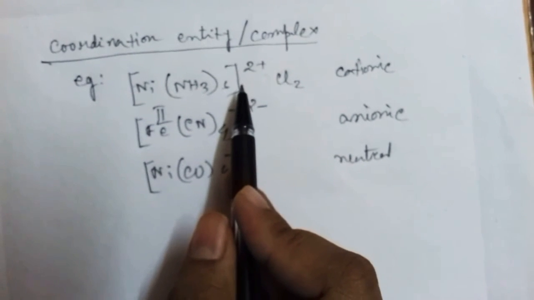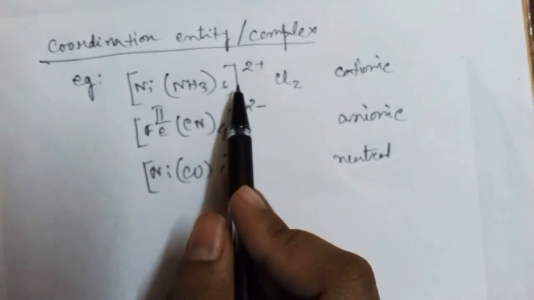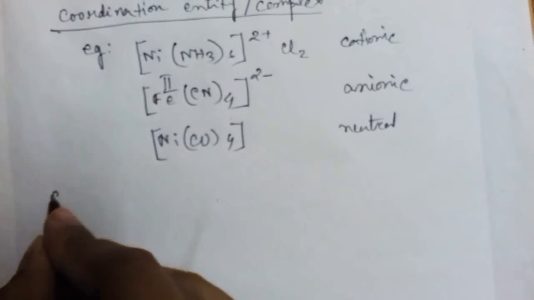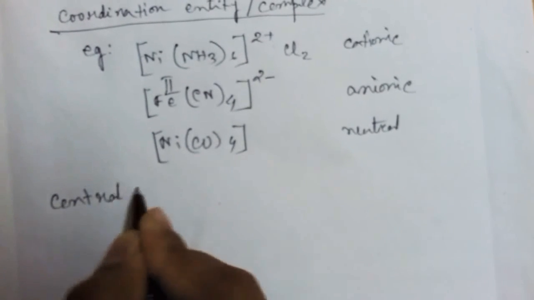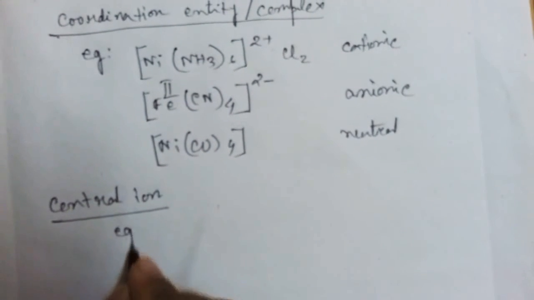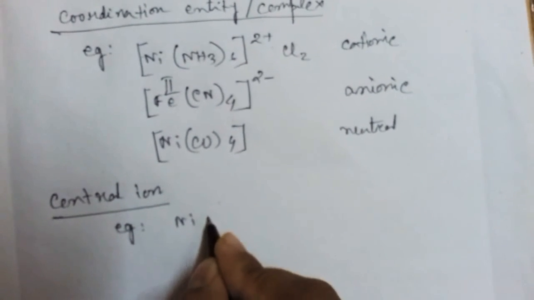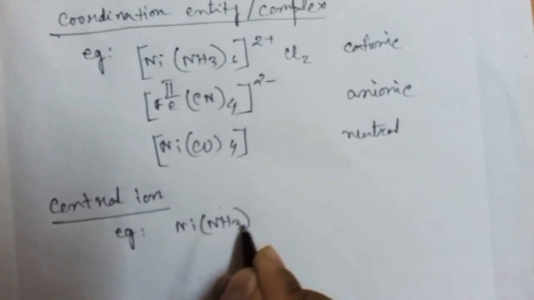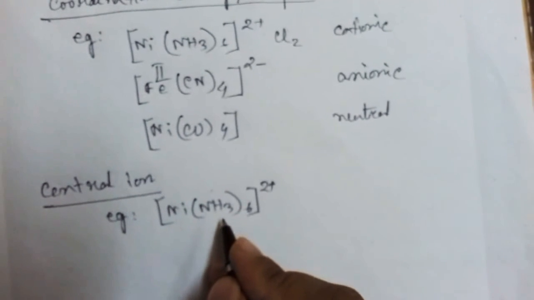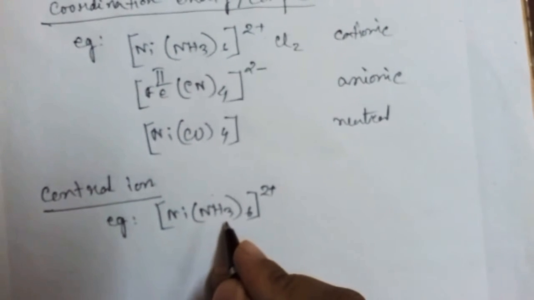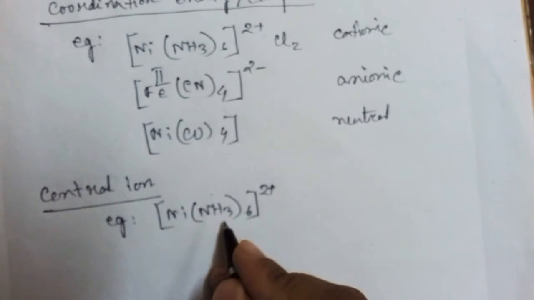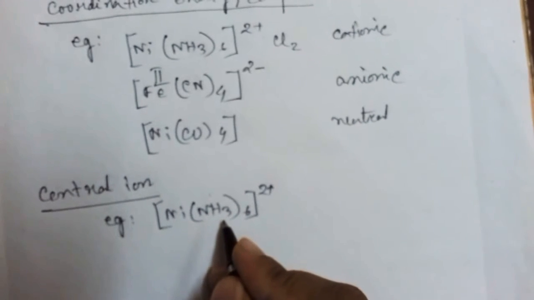Now there are numerous new terms involved here that we have to know. Now there is a new term, it's called central ion, right? So what is the central ion? Just take this example. This is nickel hexaamine complex. Now this type of nomenclature, IUPAC nomenclature, will be learned in a video, and you will get the link in the description box.